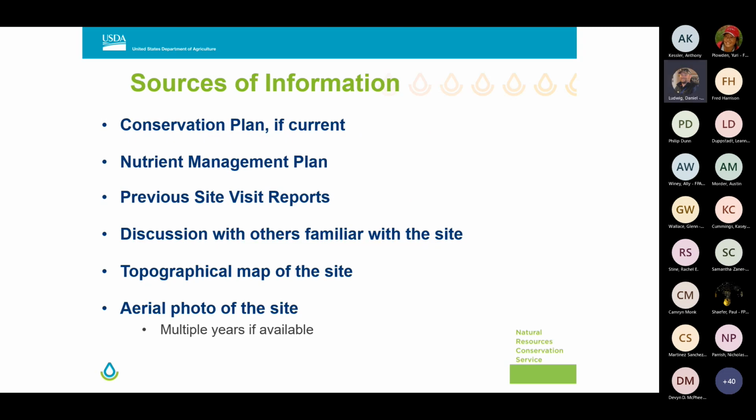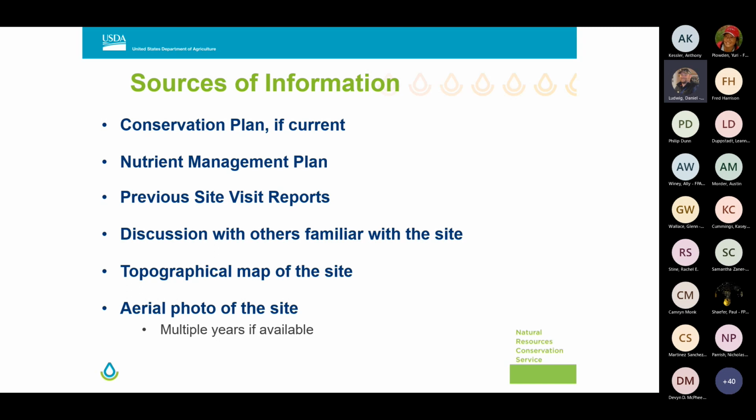So sources of information. So thinking about, look at the current conservation plan, if it's current. Do they have practices that they have yet to implement? Or is this a whole new resource concern that they need to treat? Do they have a nutrient management plan? We can find a lot of good information if it's been evaluated by a planner. Previous site visits.